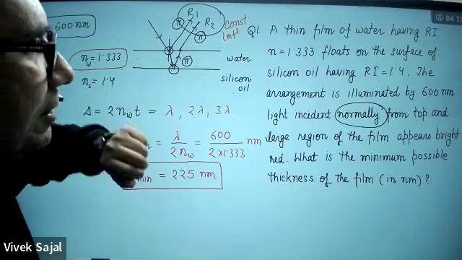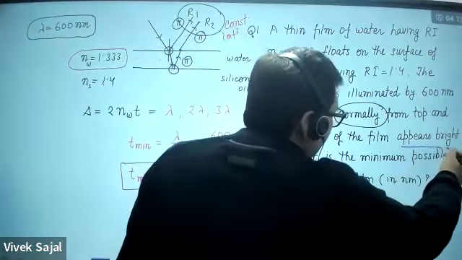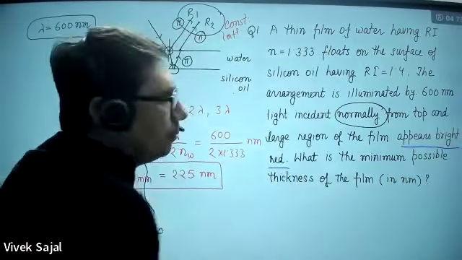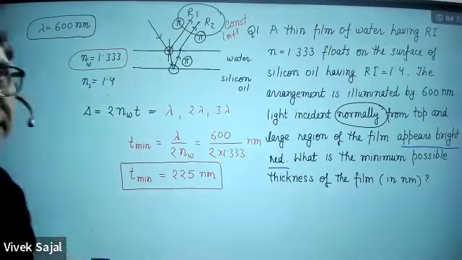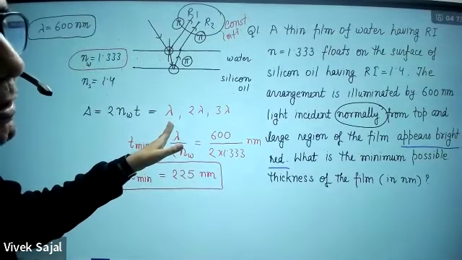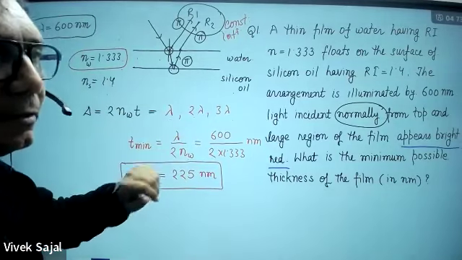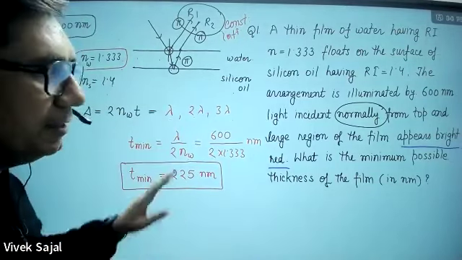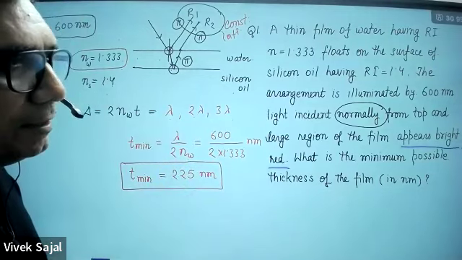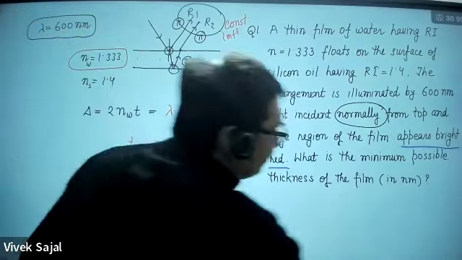But here what they are saying is that in the reflected light, you are getting bright red. Bright red means you are getting a maxima. So you have to apply the condition of maxima here. In case of non-reflecting film, that was minima or destructive interference. But here it is constructive interference, so the condition is different. Is it clear? Yes.